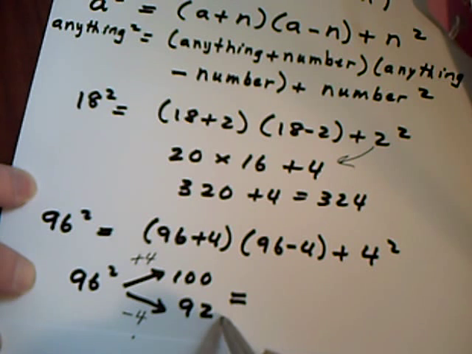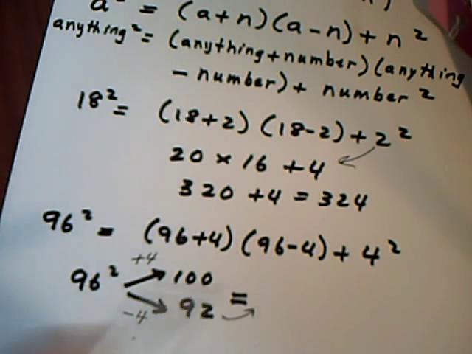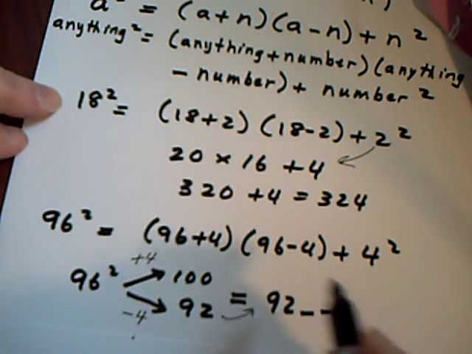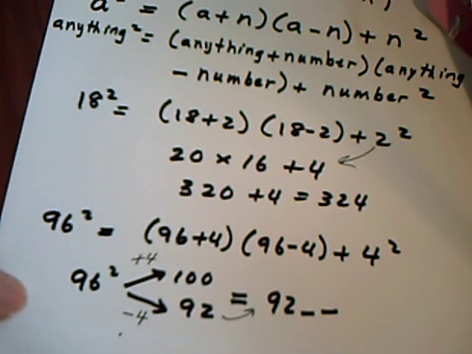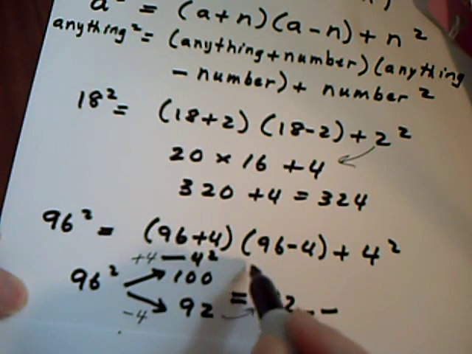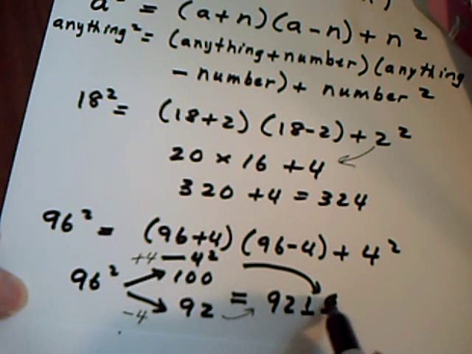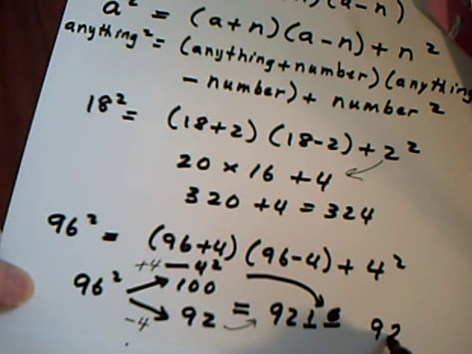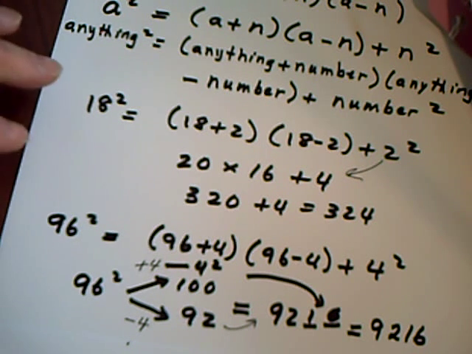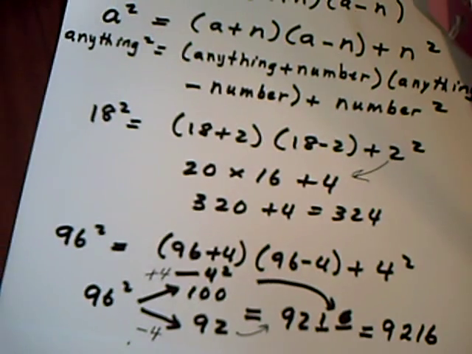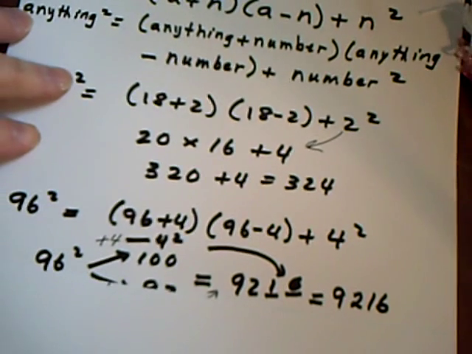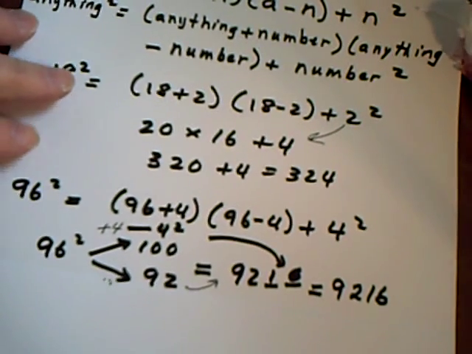Then I take the non-100 number, which is 92. And in the 2 spaces after it, I'm going to put 4 squared. And so I pop in 16, and there is my answer: 9,216. And that's a really quick way of squaring anything near 100. And I've had kids as young as grade 4 and 5 be able to learn this technique.